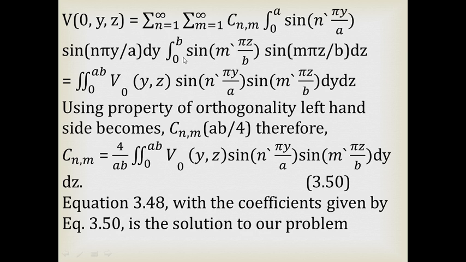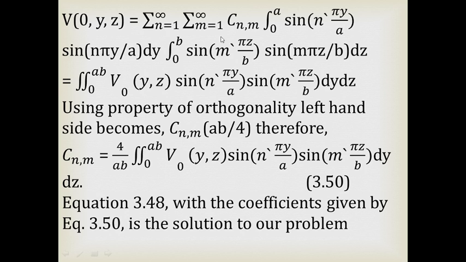Similarly, for the other integration, if m dash is equal to m, then and only then is that integration non-zero, and its value is going to be b by 2. Otherwise, this integration is going to be 0. So only one term survives, where m is equal to m dash and n is equal to n dash, and this integration is going to be a by 2. So we can substitute this, and we see that on the left hand side only one coefficient survives, where n is equal to n dash and m is equal to m dash.